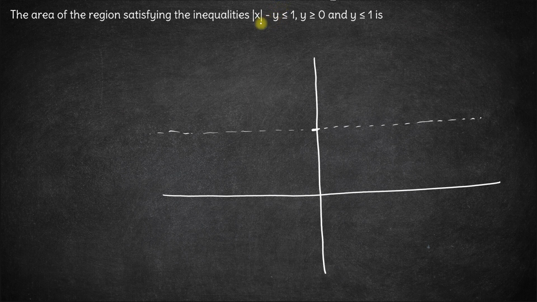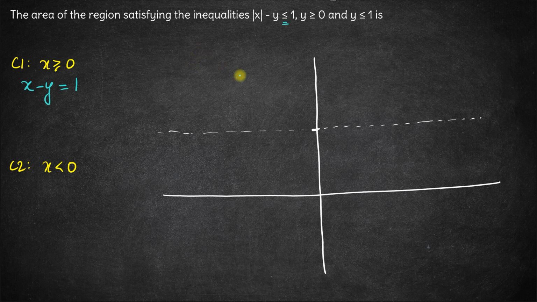And now after this, let's consider this part as well. So we have mod x minus y is less than or equal to 1. Since it is mod, we'll have to make two cases. First case, when x is greater than or equal to 0. And second case, when x is less than 0. When x is greater than 0, mod of x will be x. Let's just check for equality first. So mod x minus y will be x minus y is equal to 1. So what is the graph of x minus y equals 1?